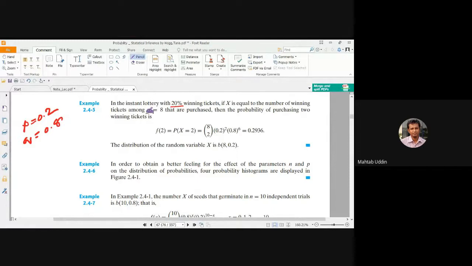And they have said among n equal to 8 tickets that are purchased, তার মানে 8টা টিকিট কিনছে। কয়টা? 8 tickets. Then the probability of purchasing 2 winning tickets, that is the probability of 2 successes, is 8C2 times 0.2 to the power 2 times 0.8 to the power 6. That is the probability of getting 2 winning tickets out of 8.